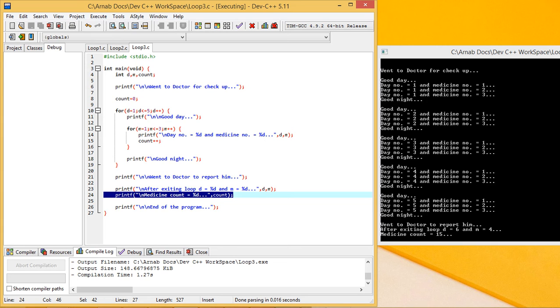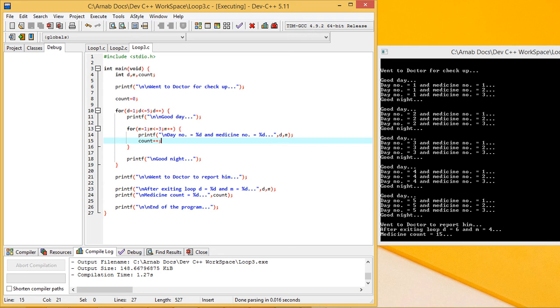So in this way, I'm getting a clear idea regarding the output of the nested for loop. So this line was outside of both the inner and outer for loops, so got executed once. This line also got executed once because it is outside of the inner and outer for loops. This line was within the outer for loop but outside of the inner for loop, so got executed 5 times. Good night got executed 5 times, and this day number and medicine number printing got executed for 15 number of times. So you are getting the idea what is the correspondence between this output and the program code.